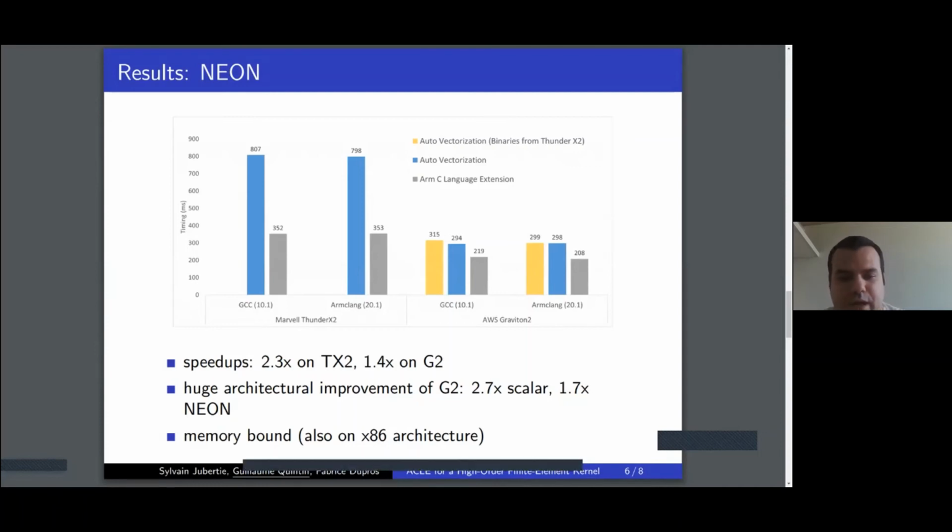I forgot to say the kernel is memory bound, because in theory we would expect a speedup of 4, since we can put 4 floats inside a Neon SIMD vector, but we have only a speedup of 2.3 to be exact.